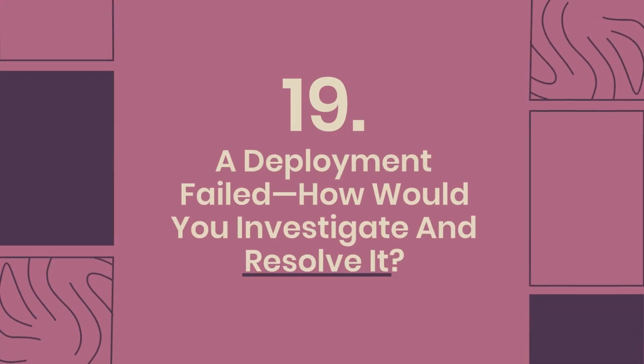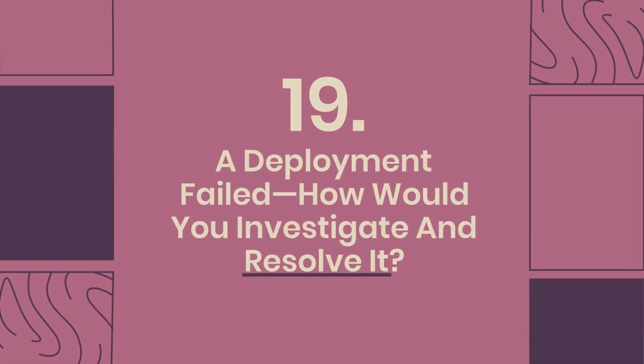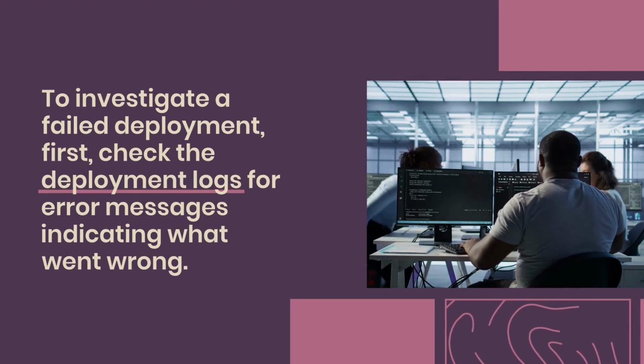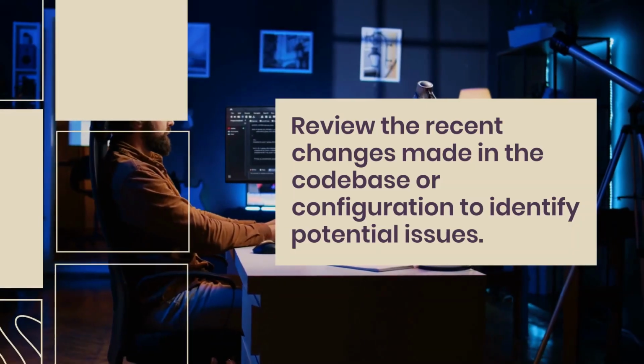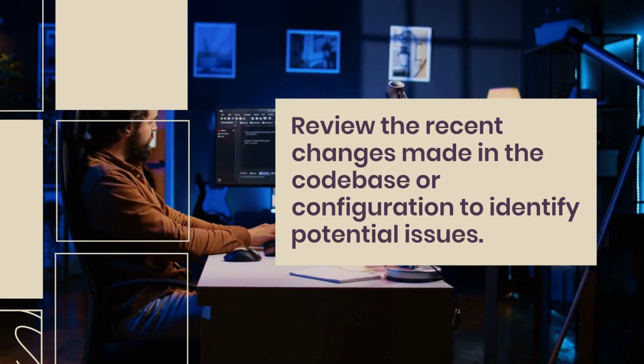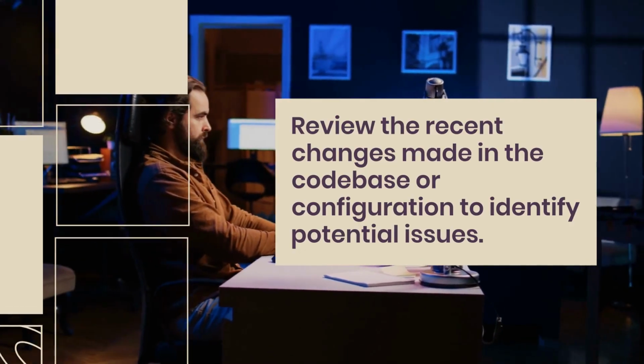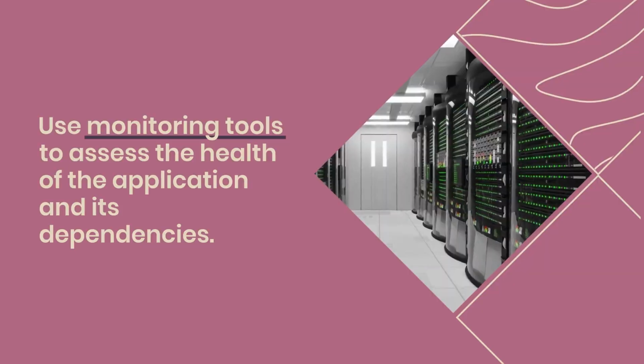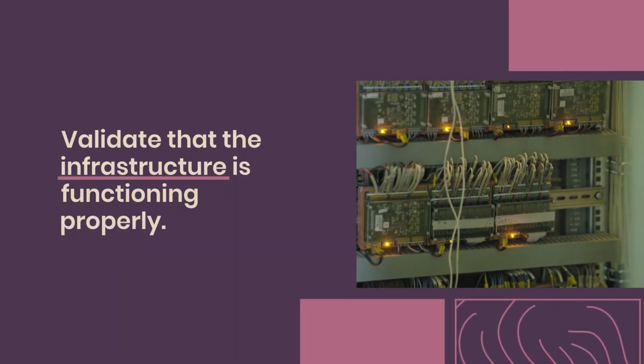19. A deployment failed. How would you investigate and resolve it? To investigate a failed deployment, first, check the deployment logs for error messages indicating what went wrong. Review the recent changes made in the codebase or configuration to identify potential issues. Use monitoring tools to assess the health of the application and its dependencies. Validate that the infrastructure is functioning properly.